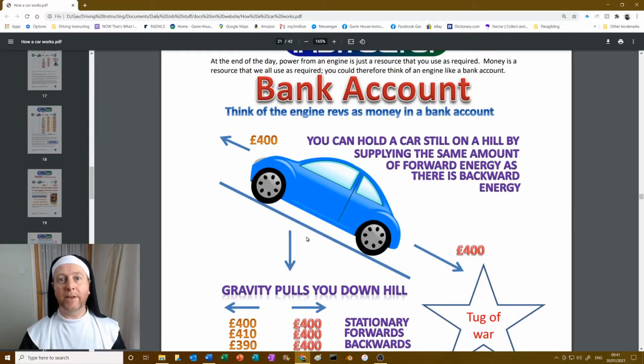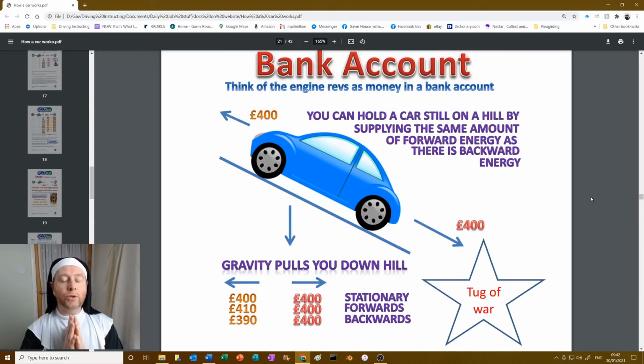Bank account. Let's have a think about this. You could think of the revs in an engine like a bank account. It's all to do with energy or power, commodities, whatever you want. We could think of it in financial terms. But basically, when you're driving a car, it all works by basically a tug of war. The world around us is acting upon the car and it's trying to either accelerate us forwards or backwards. And then you've got an engine which is rotating a gearbox which is trying to pull the car around.